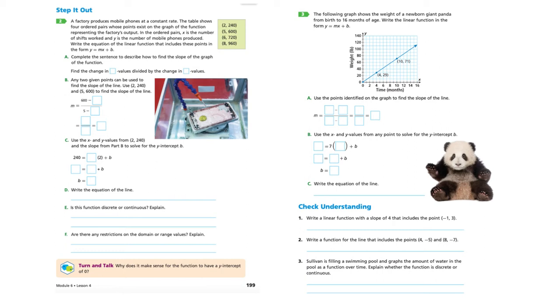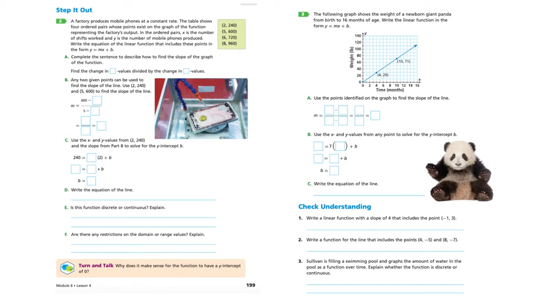In the ordered pairs, x is the number of shifts worked, so this is the x coordinate, these 2, 5, 6, and 8. And y is the number of mobile phones produced. So this tells you how many mobile phones were produced, for example, in 2 shifts, in 5 shifts, in 6 shifts, and in 8 shifts.